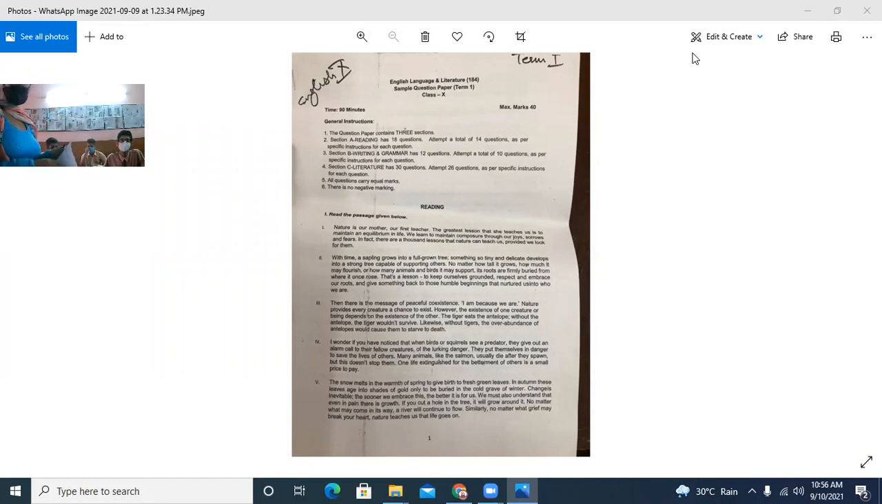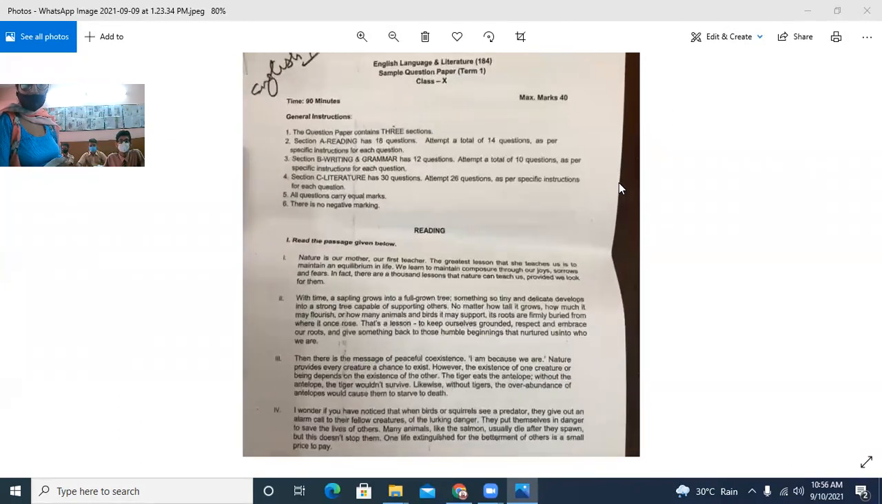So today we are going to discuss the sample paper. It is going to be visible on your screens, so I am zooming it. The first paragraph of reading is about nature, so you can read it here.